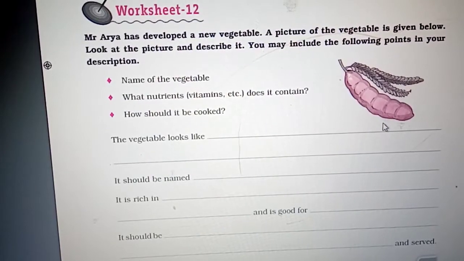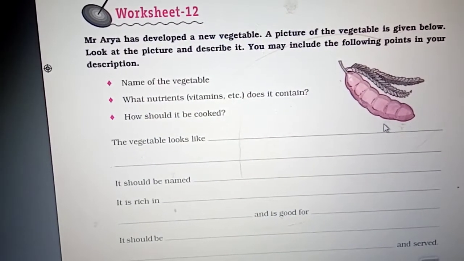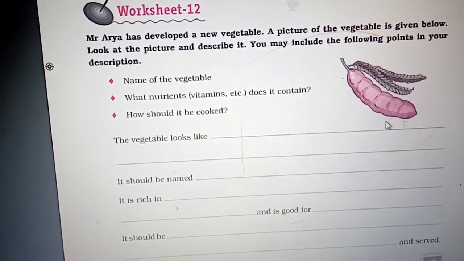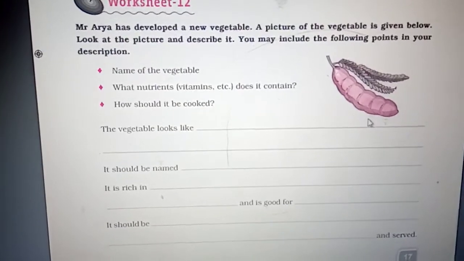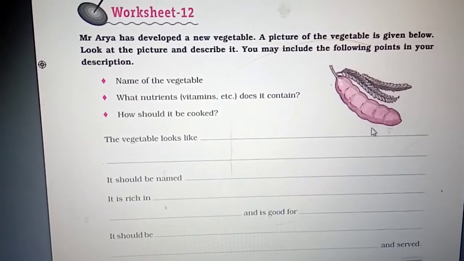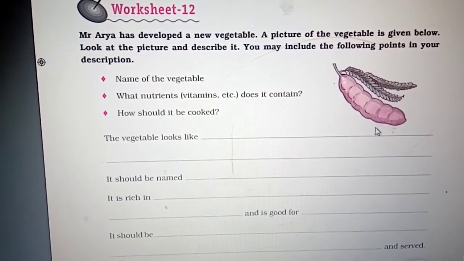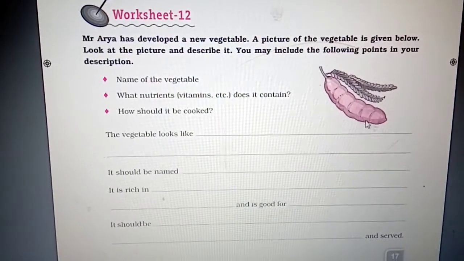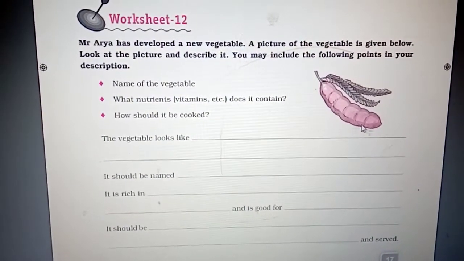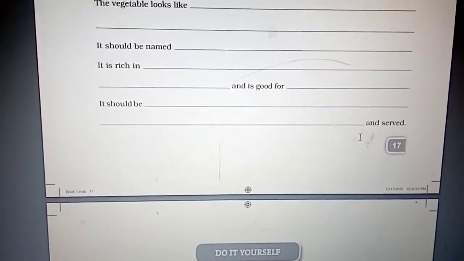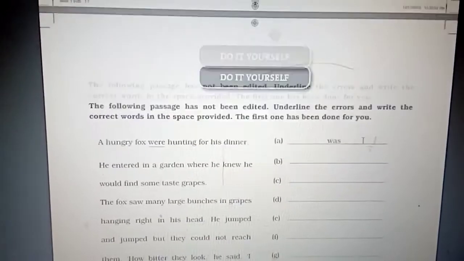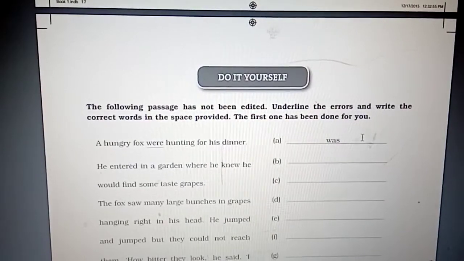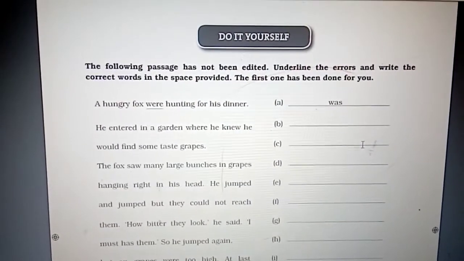Some hints are given here. You have to write the name of the vegetable and what it looks like. Then the nutrients contained in this vegetable, why this vegetable is good, and how it can be served. Thereafter, you have to study and do it yourself.